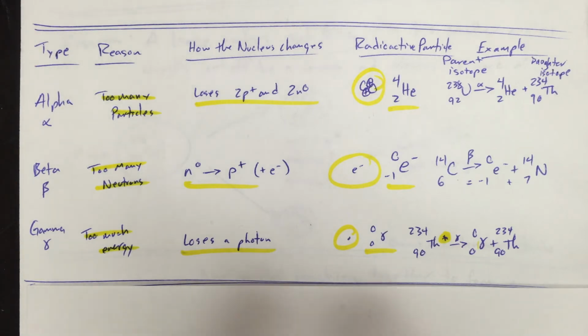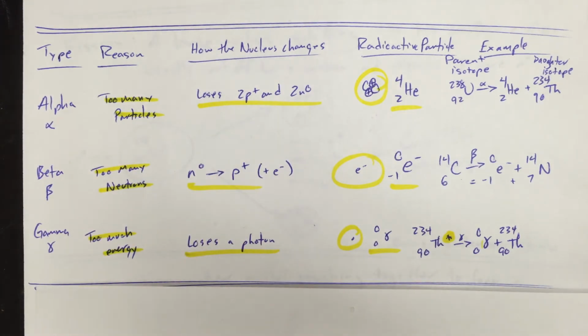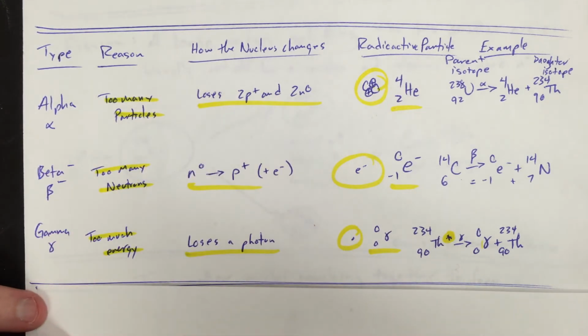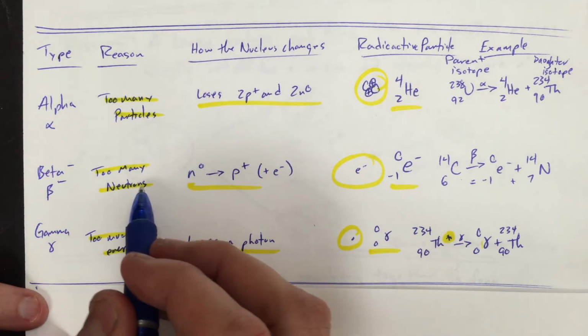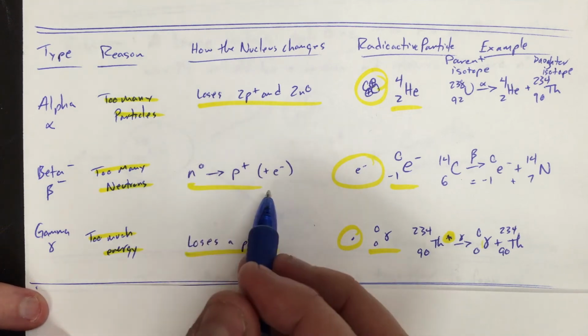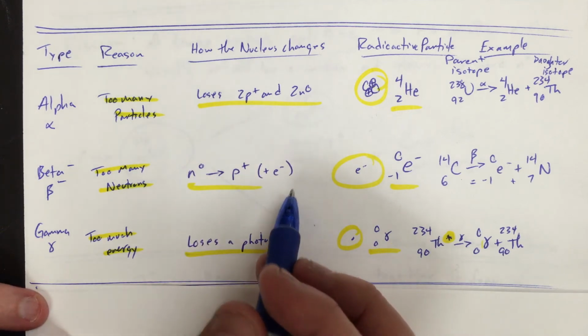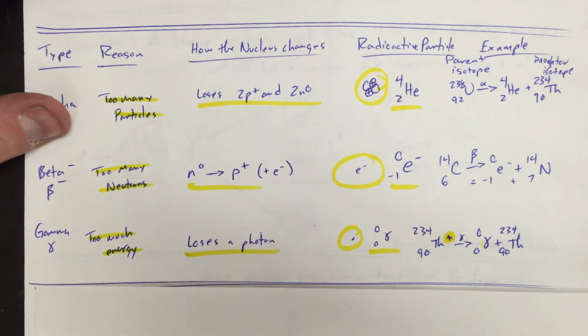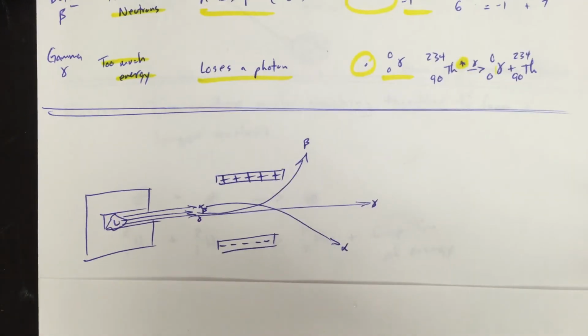So those are the three types of radiation that we need to know. This is technically beta negative, or beta minus, decay. There's also beta positive decay, in which the nucleus has too many protons, and then a proton turns into a neutron and also spits out a positron. Positrons are positively charged electrons, but beta negative decay is much more common. We don't need to worry about beta positive.